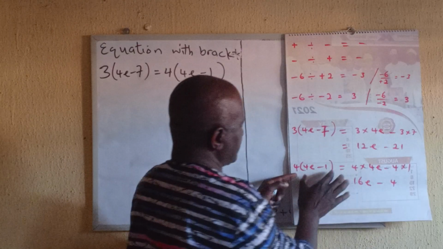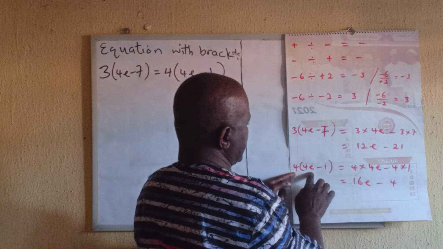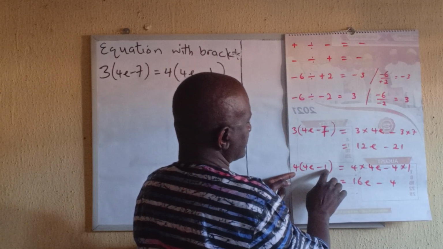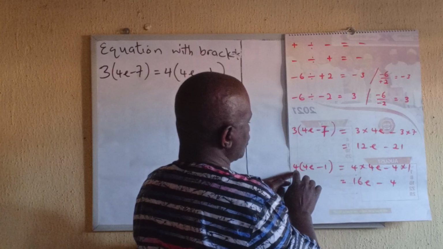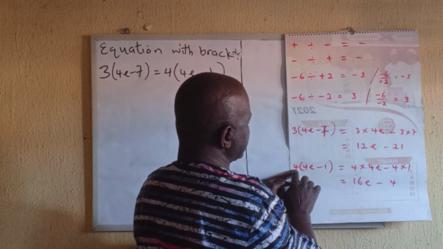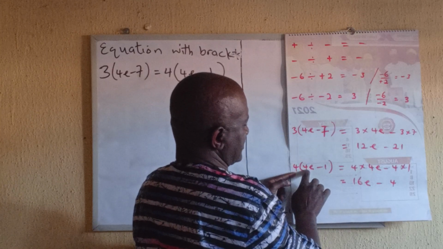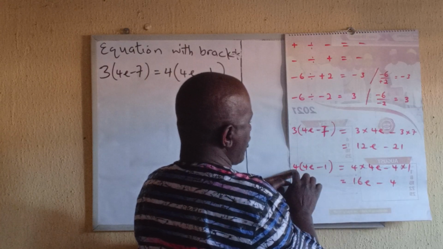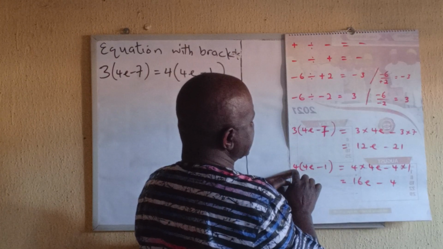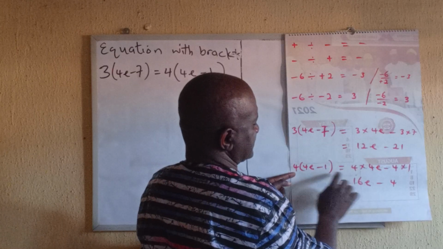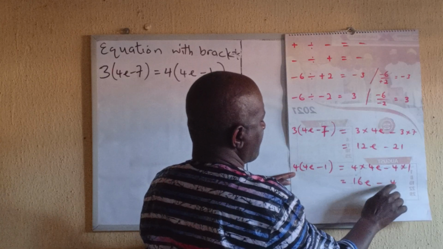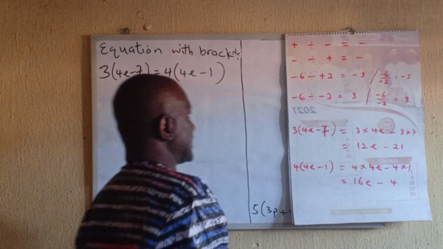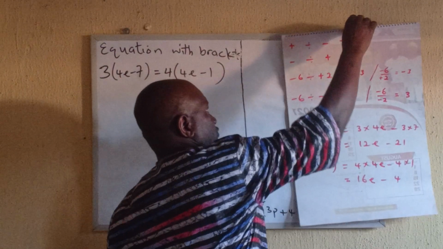The same thing happens for this bracket, 4 open bracket 4e minus 1 close bracket. Here too, when plus 4 is timesing a plus 4e, the answer will be plus 16e. Plus 4 is timesing a minus 1, the answer will be minus 4. Now let's go back to our question.